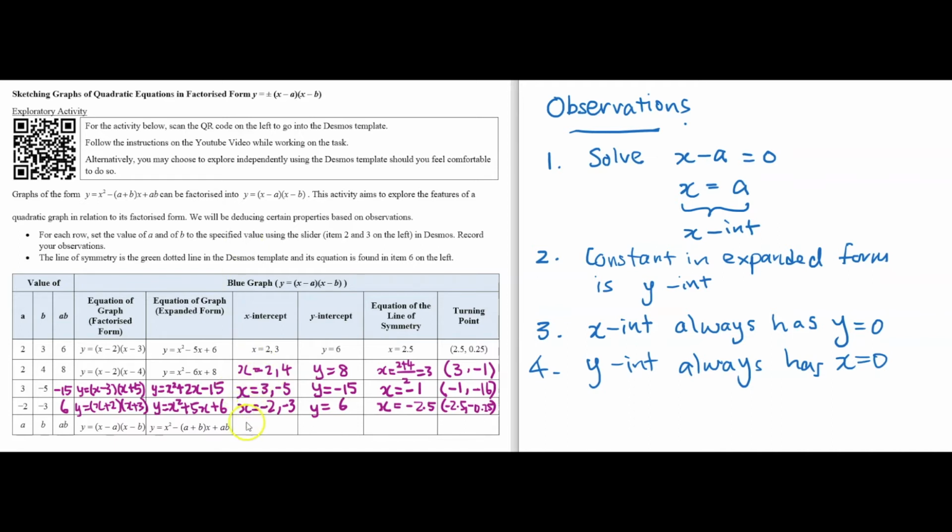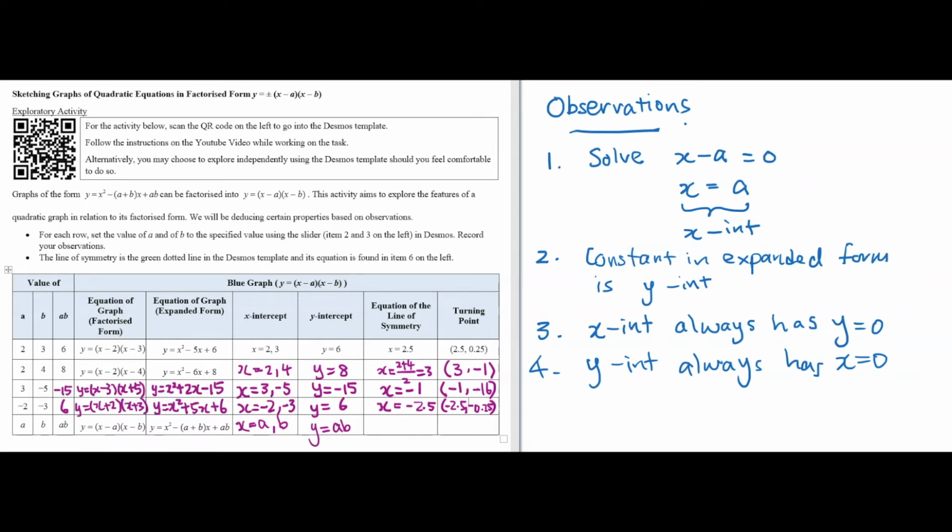So we are going to generalize this. So like I mentioned, my x-intercept for the situation of y equals to x minus a multiplied with x minus b is just x equals to a and b. So again, this is by solving the linear factors of x minus a equals to 0, you get x equals to a. X minus b equals to 0, solving it, you get x equals to b. Now the constant over here of the ab is actually the y-intercept.